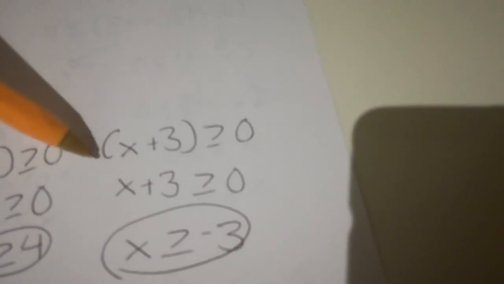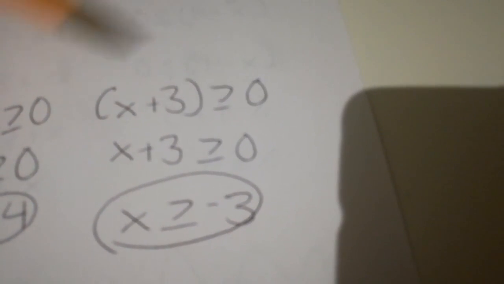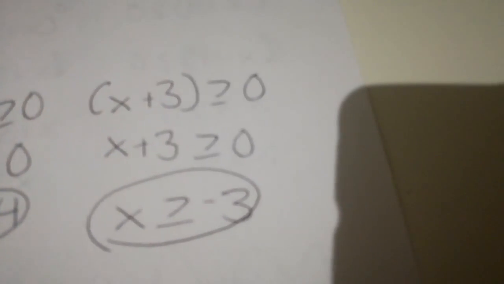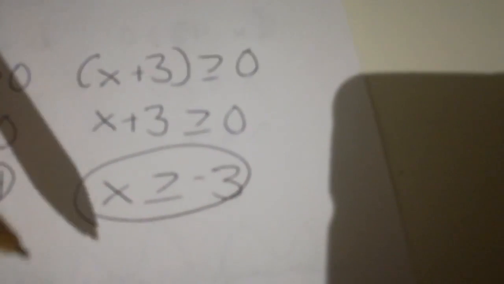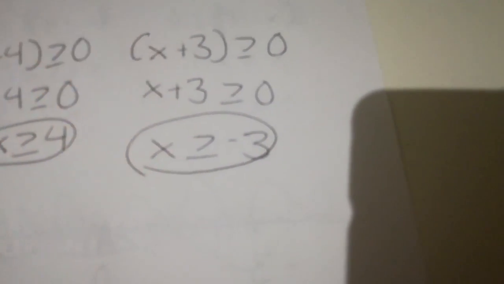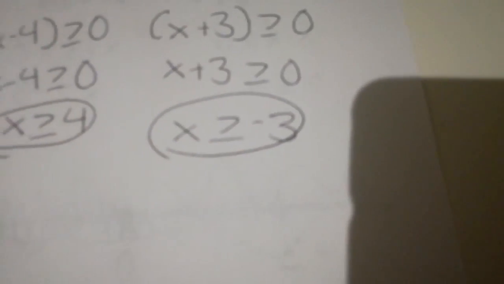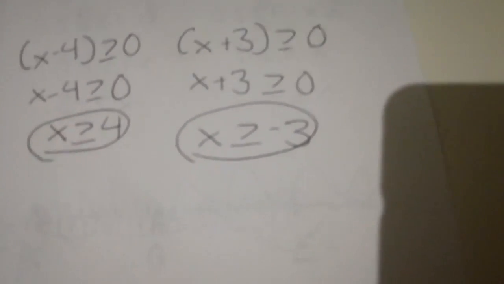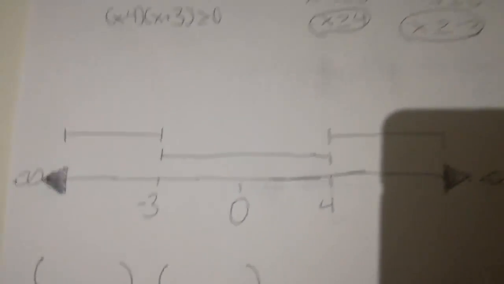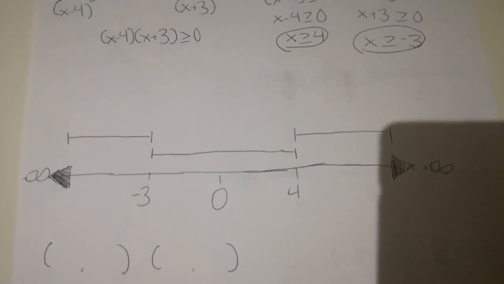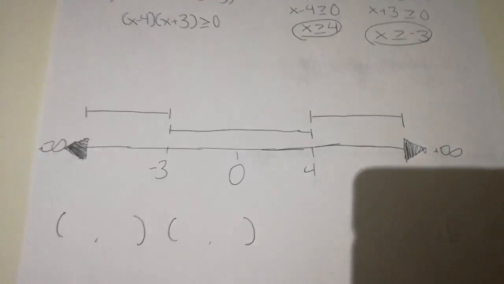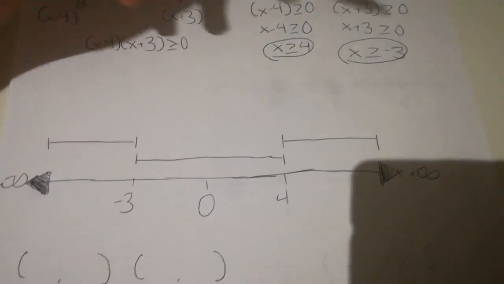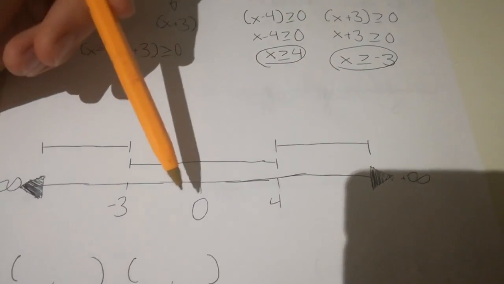And now to the other factor, this means that x plus 3, we take out the parentheses, we move the 3 to the other side, now x is greater or equal to minus 3. Now that's the second root or factor or whatever, right? Now we have to put them inside a graph. Now this graph, I'm going to explain it. There is the minus 3 from here, then the 4 from here, and the 0.